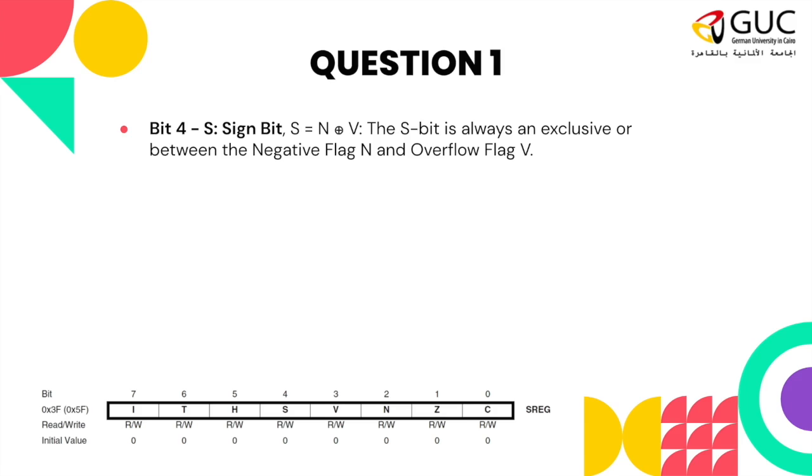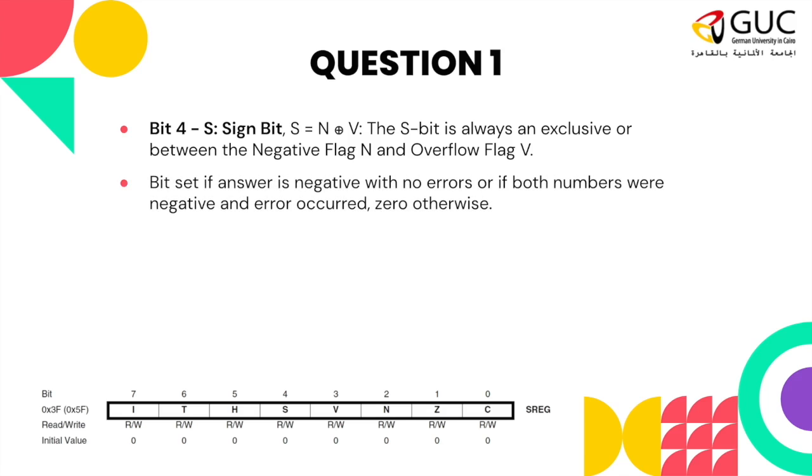It is the XORing of the negative flag and the overflow flag. The S bit is always an exclusive OR between the negative flag and the overflow flag. Bit set if answer is negative with no errors, or if both numbers were negative and an error occurred, 0 otherwise. So actually, let's draw the truth table.